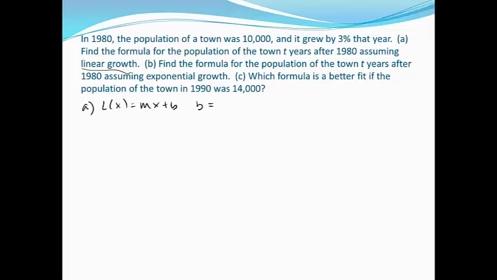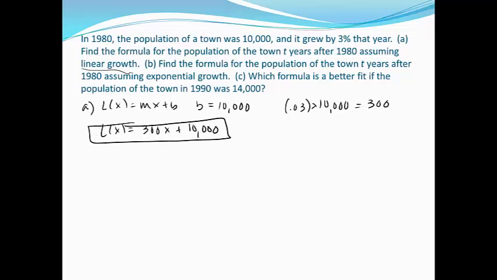Our initial value is our b, which we see is 10,000, and we have to figure out our slope. Since the population grew by 3% in 1 year, we can figure out the slope by multiplying 10,000 by 3%, which numerically is 0.03, or 300. So our linear function is going to be 300x plus 10,000. For part B, we want to find the formula of the population of the town t years after 1980, assuming exponential growth.